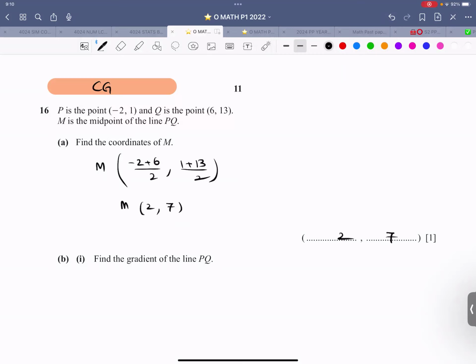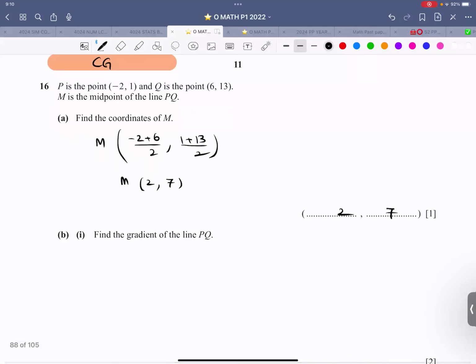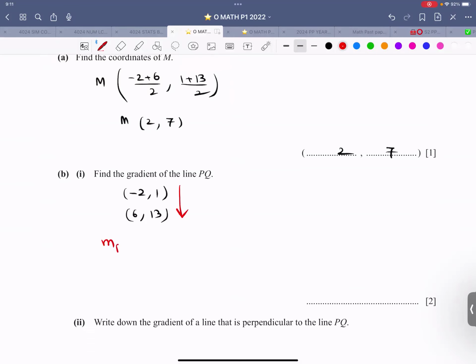A lot of space is there. Find the gradient of the line. Let me write (-2, 1) again. Let me write (6, 13). It's better to be safe than sorry. Make an arrow so that you know exactly what is the direction in which you are going. So 1 minus 13, -2 minus 6. 1 minus 13 is -12, -2 minus 6 is -8, negative cancels. 12 over 8 becomes 4 over 3. That is the gradient of this line.